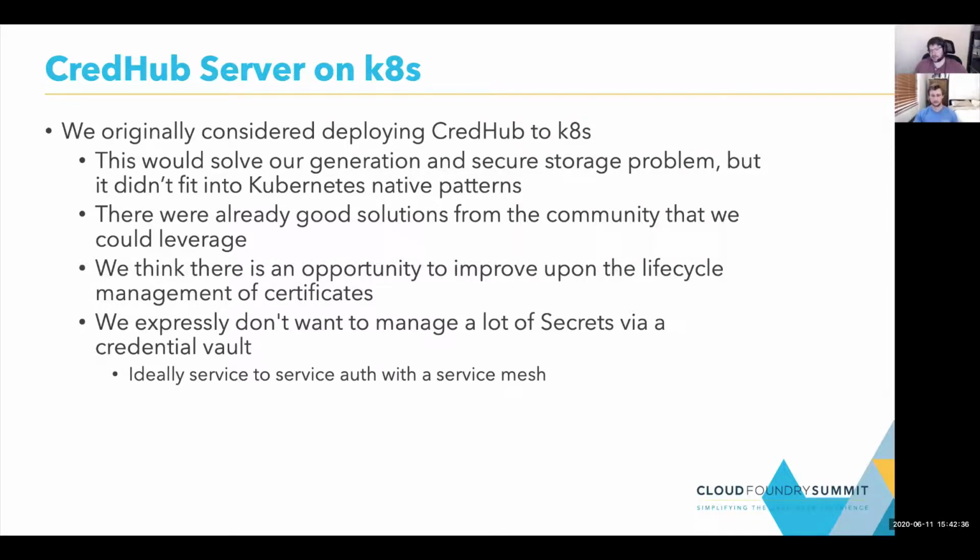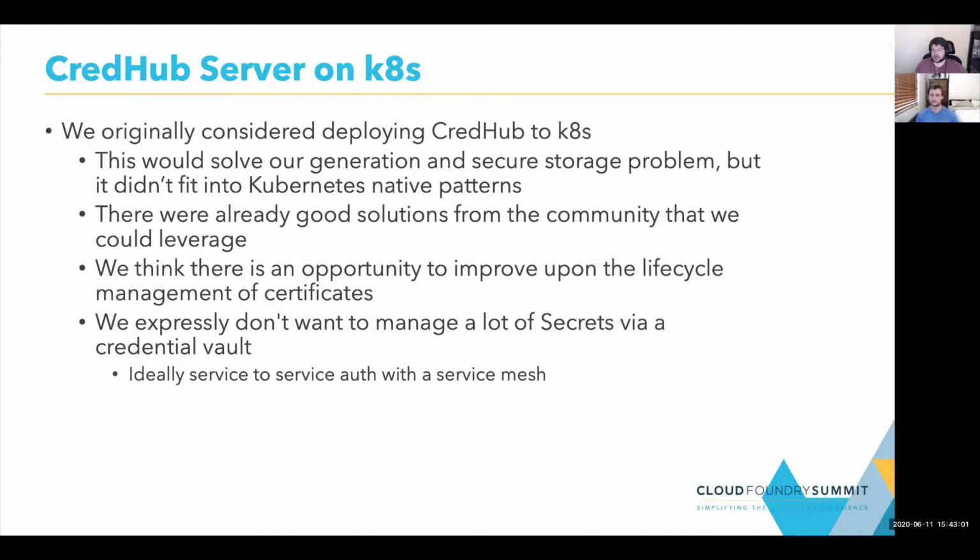We also saw that there's tons of good solutions from the community already that we would be able to leverage and deliver those same outcomes that everyone was used to with CredHub for VMs. We do think that there is some opportunity to improve upon the lifecycle management of certificates, specifically around rotation and revocation and things like that.